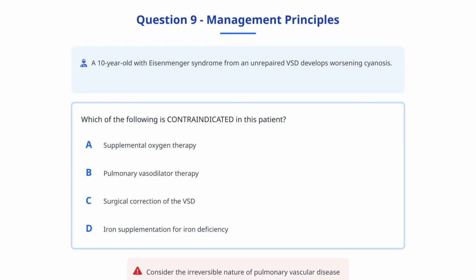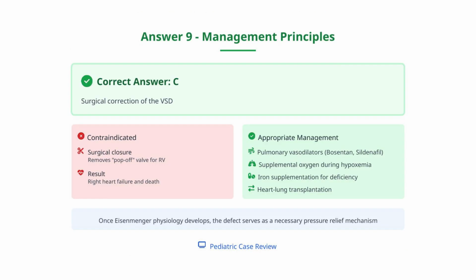For our ninth case, a 10-year-old with Eisenmenger syndrome from an unrepaired ventricular septal defect develops worsening cyanosis. Which of the following is contraindicated in this patient? Is it A. Supplemental oxygen therapy, B. Pulmonary vasodilator therapy, C. Surgical correction of the ventricular septal defect, or D. Iron supplementation for iron deficiency? The correct answer is C.